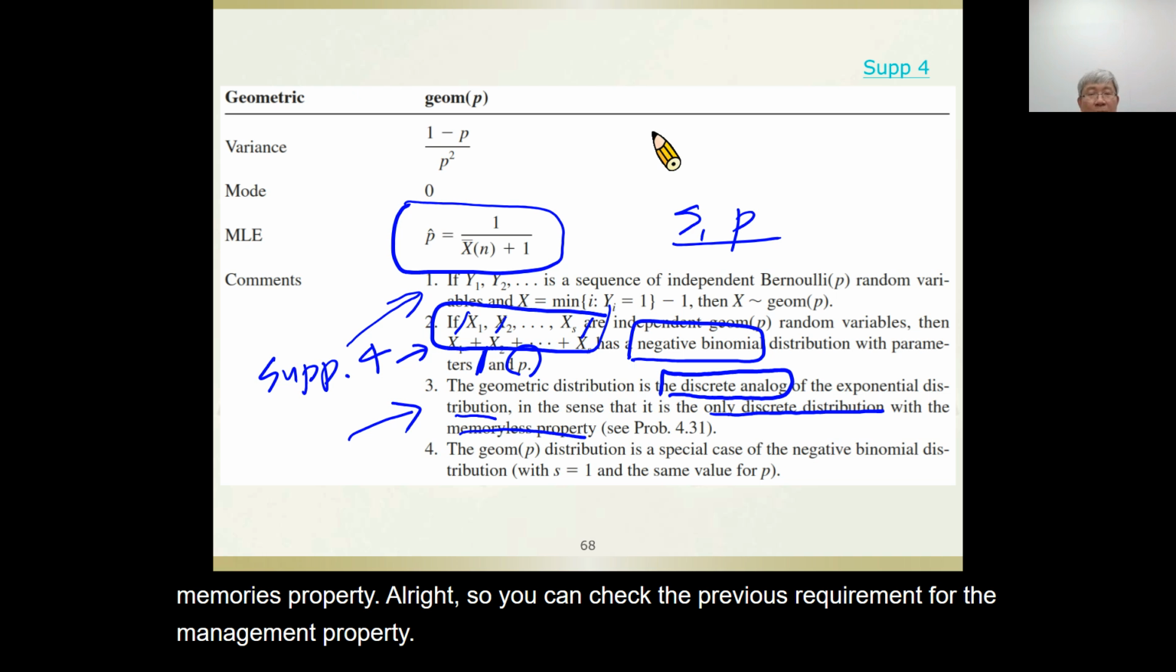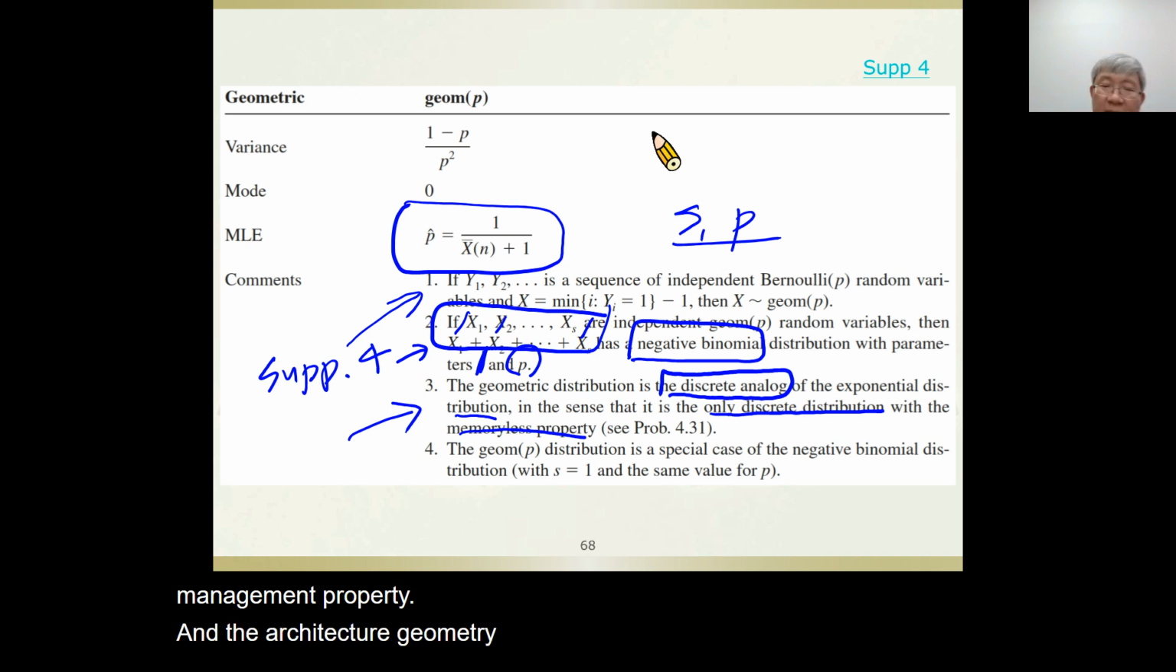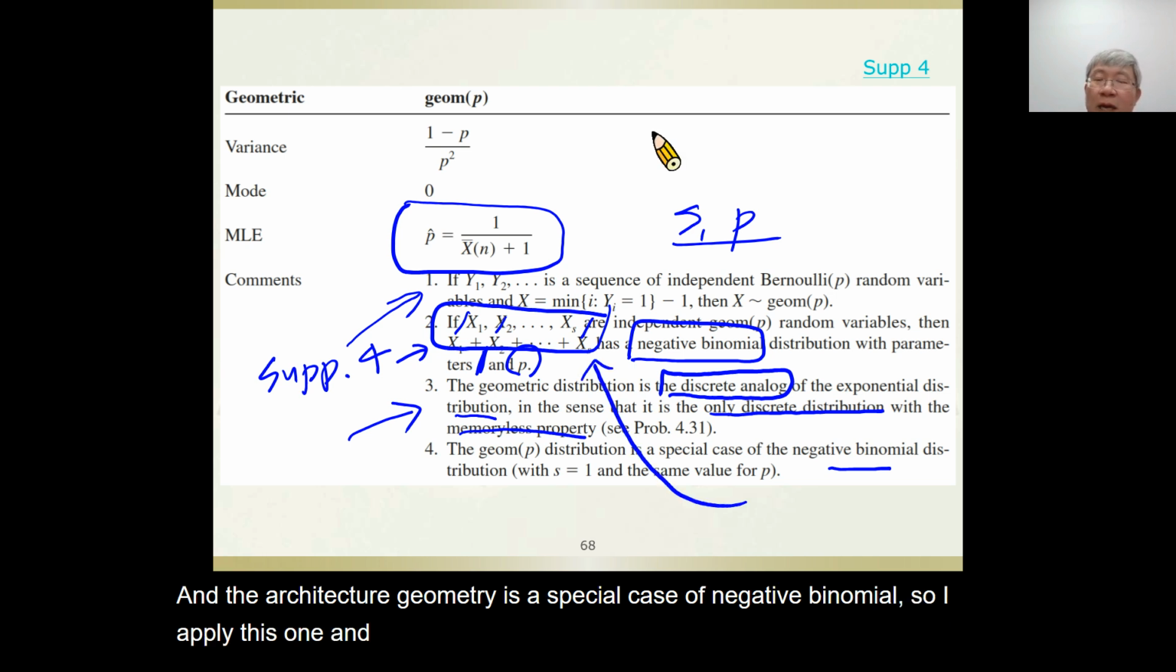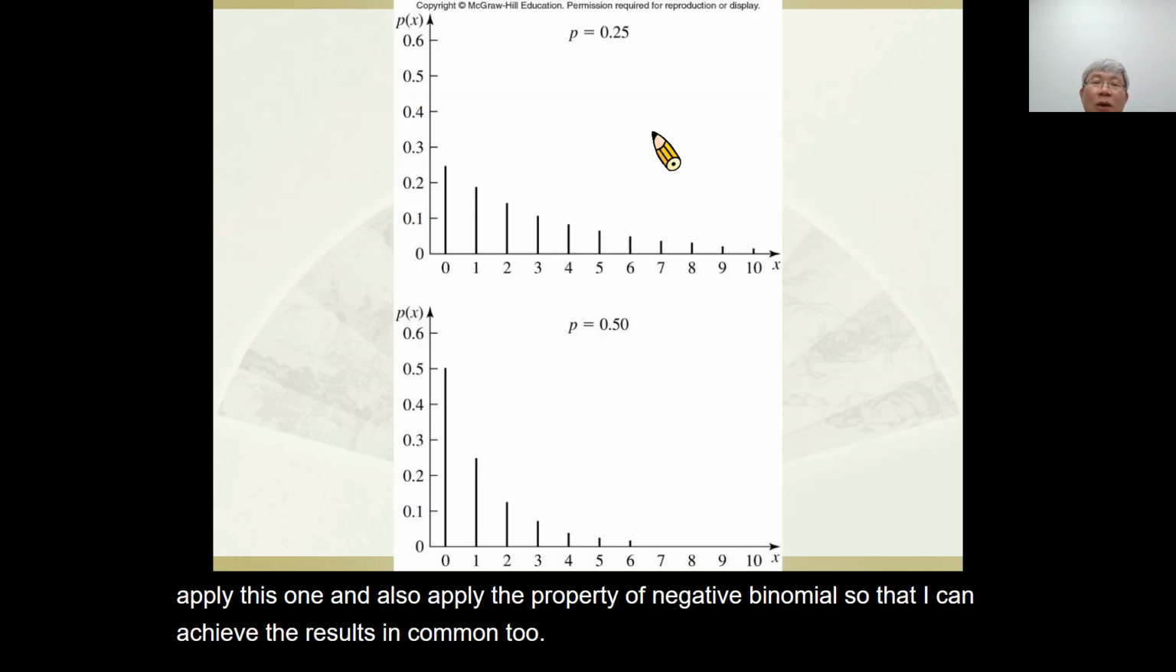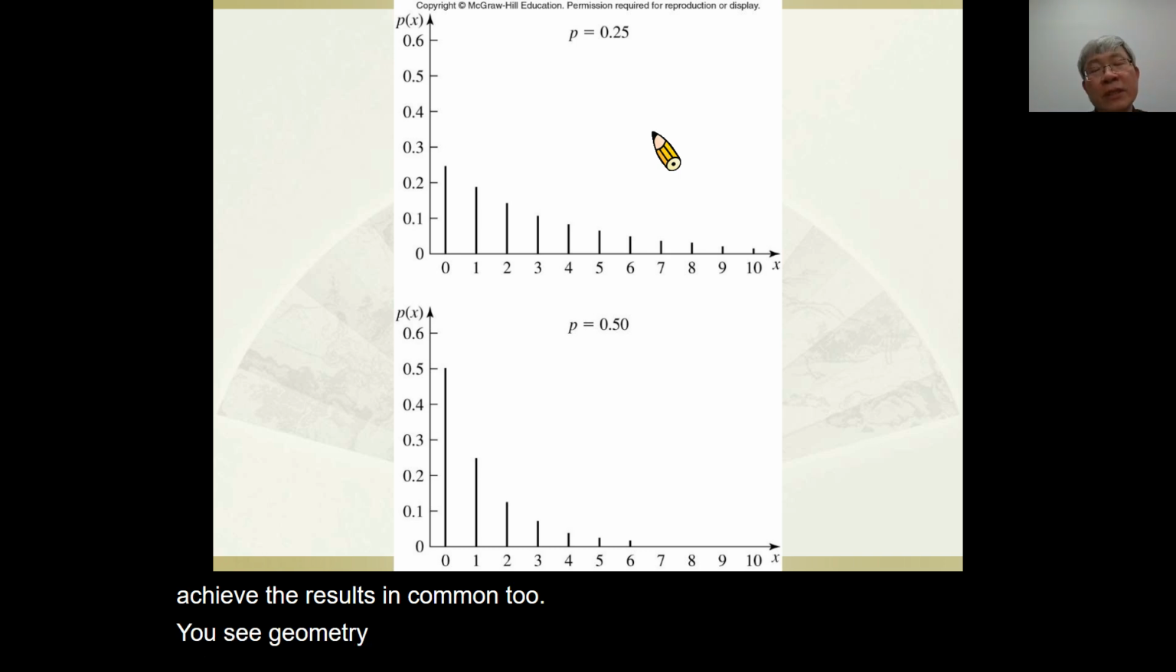And geometry is a special case of a negative binomial. So I apply this one and also the property of a negative binomial so that I can achieve the result in comment 2. You see, geometry is the discretized exponential distribution, right?